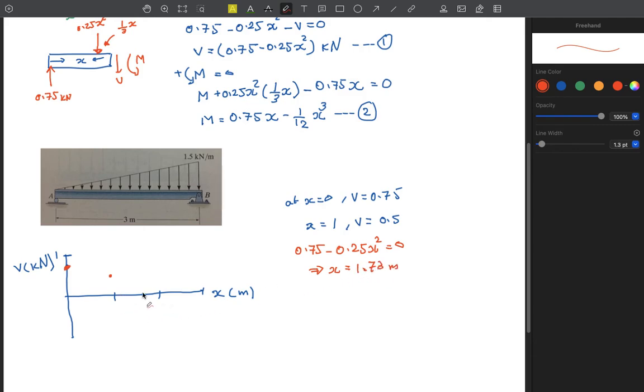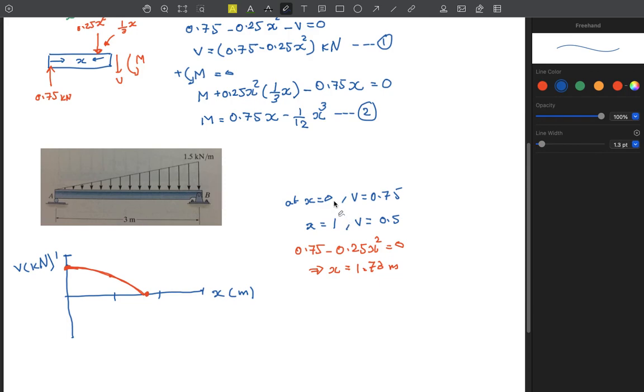So that was 1, this is 2, this should be somewhere here probably. So this is 1.73. So at 1.73 we'll have 0 value for shear. So now probably it goes something, it's not linear, please just note it's not linear. Now go take other values.